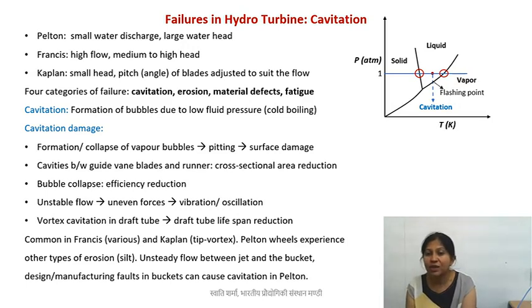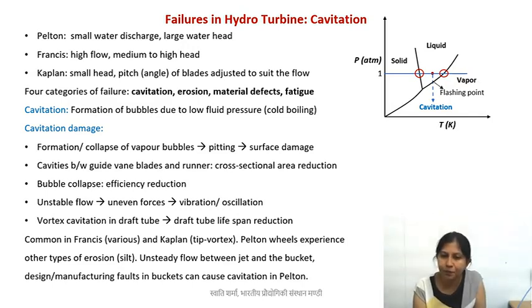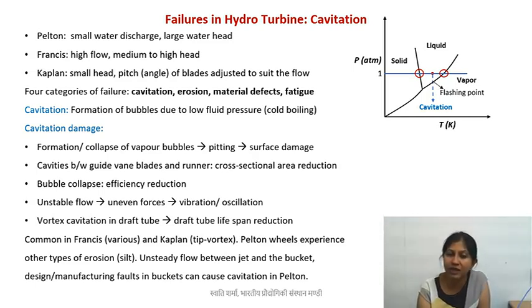However, also in the case of Pelton wheels, there are some types of erosion happening. Generally, there are more silt erosions. We'll talk about that in the next lecture. However, when the flow between the jet and the bucket is unsteady, which could be due to any design or manufacturing faults, then that can lead to cavitation in the Pelton wheel.